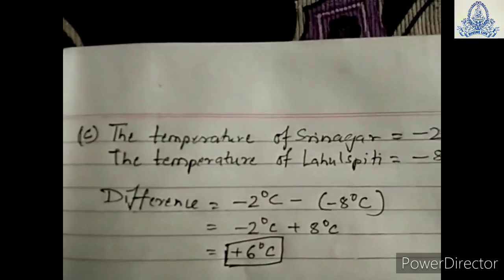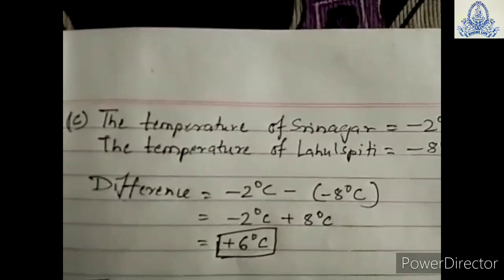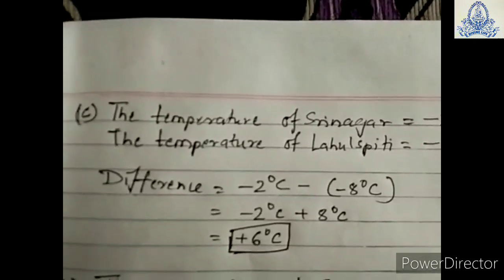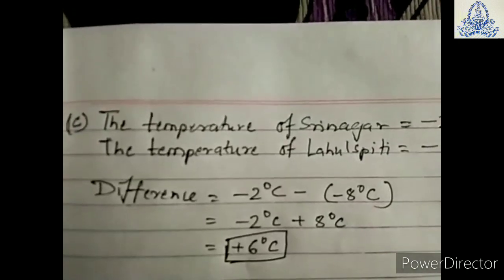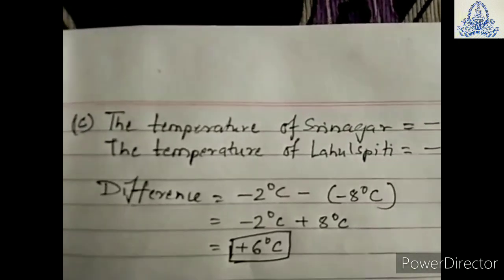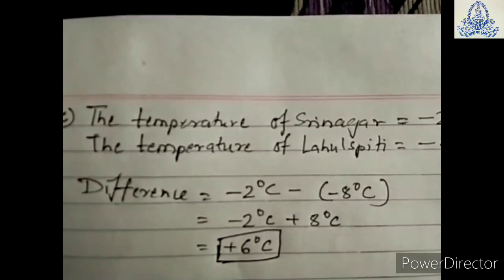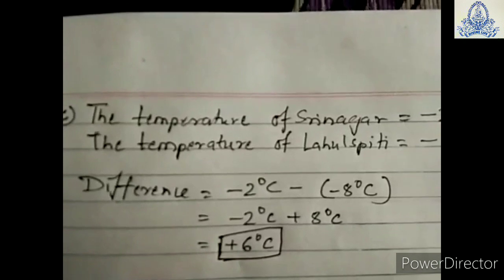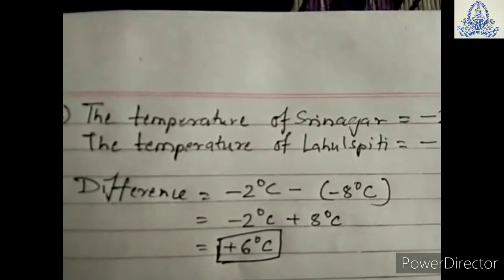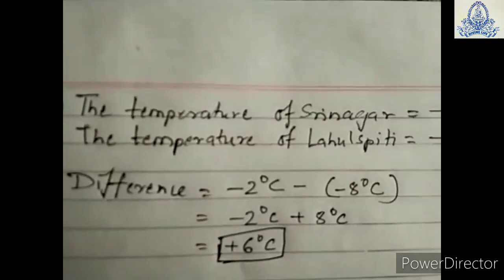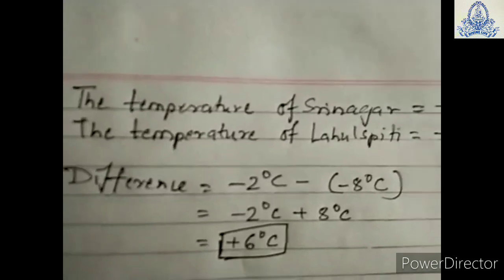In another way, the law of addition and subtraction, I have also explained to you. According to that, if both the numbers have different signs, a plus and a minus, in that situation we have to subtract both the numbers. We have to subtract 8 minus 2, that is we are getting 6, and we have to put the sign of the number which is greater, that is 8 is greater than 2 and it has a positive sign, so it will be +6 degrees Celsius.